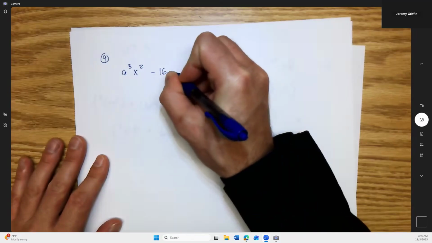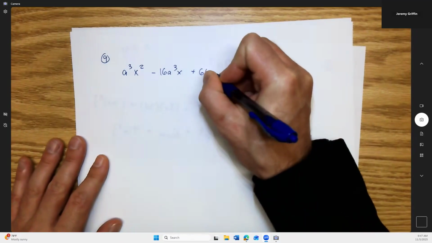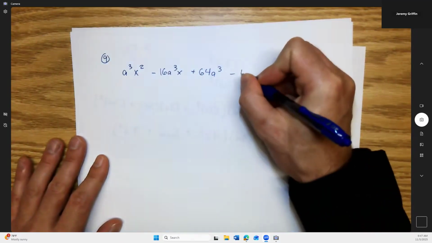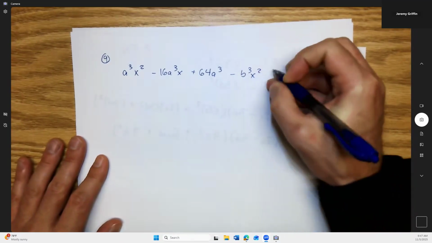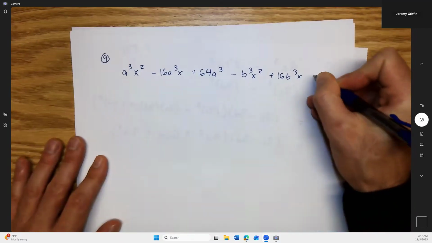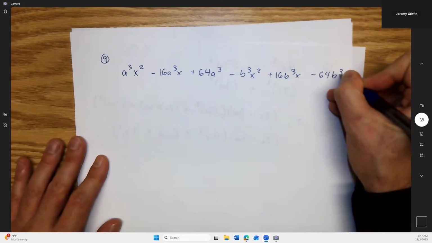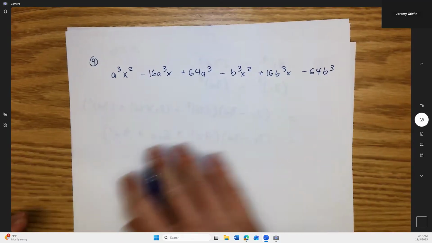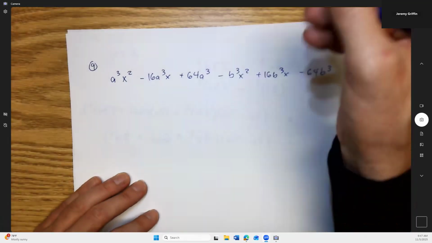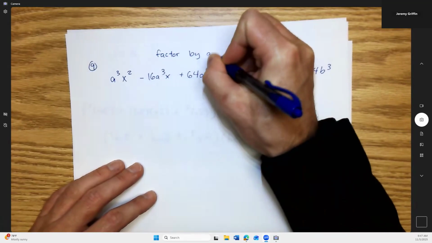Minus 16a cubed x plus 64a cubed minus b cubed x squared plus 16b cubed x minus 64b cubed. Okay, I think I got that right. All right, so we've got 6 different terms. Now there is some way you can factor this, but it's going to be a process called, here, I'll spell this out, factor by grouping, and I'll show you guys why.